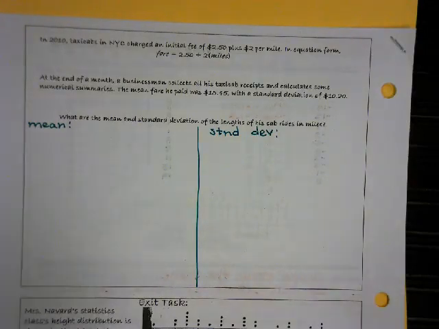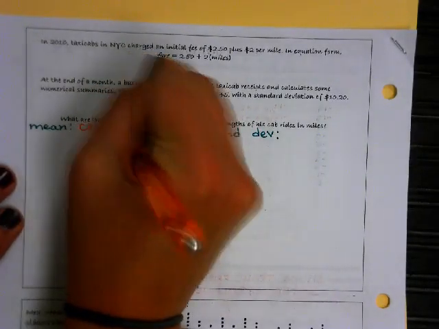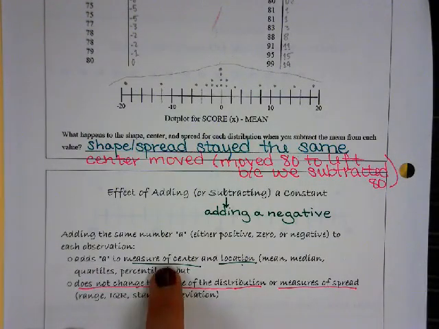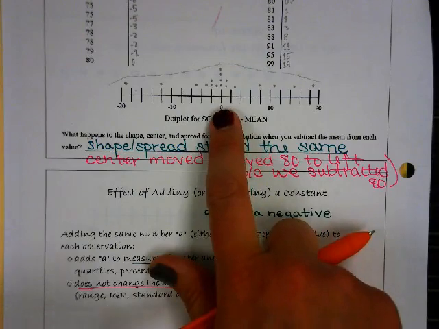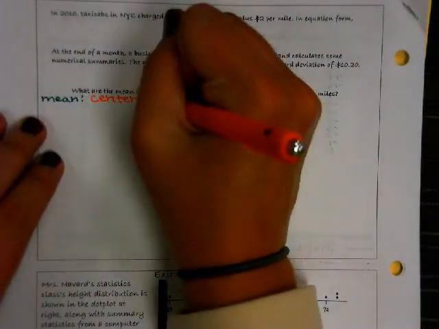Your measures of center, if you look back, get affected by adding or subtracting a number. So when we add or subtract something, it adds to the measure of center. So 80 went down to 0 because we subtracted 80 or added a negative 80. And then our measures of center get multiplied by b, our constant. So our mean, which is a measure of center, is going to be affected by any operation that we use: adding, subtracting, multiplying, dividing.